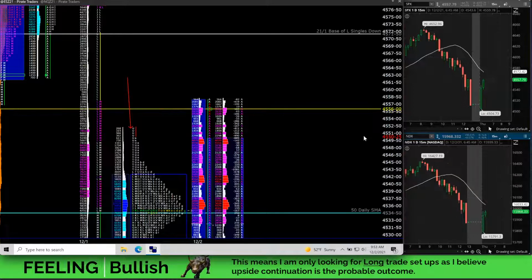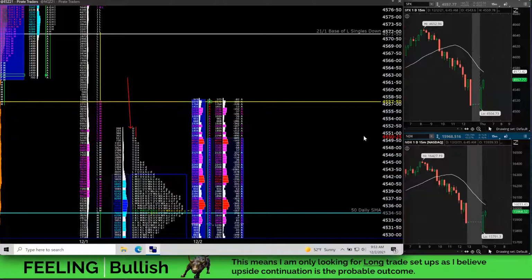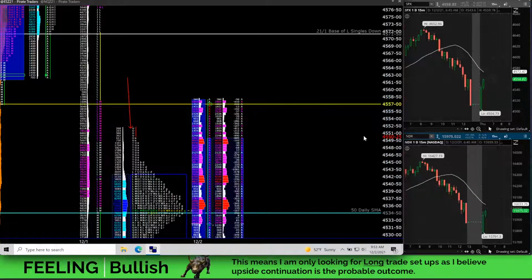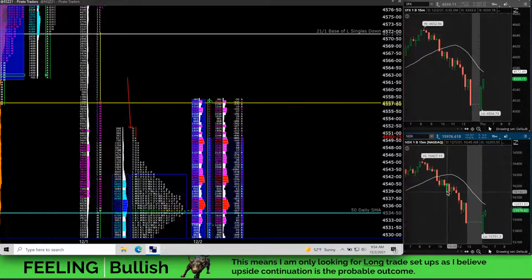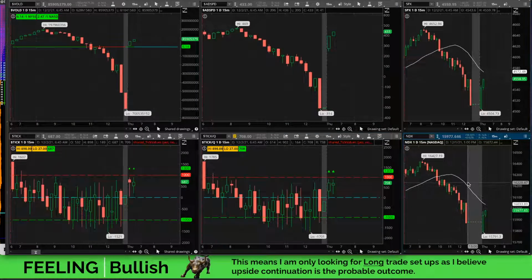Donkey's got himself a little sticky note that says sell the rip. So he's looking for resistance to short rather than going with the long trade, which is at this point still fair. We're only in the A period. But the internals do look good.